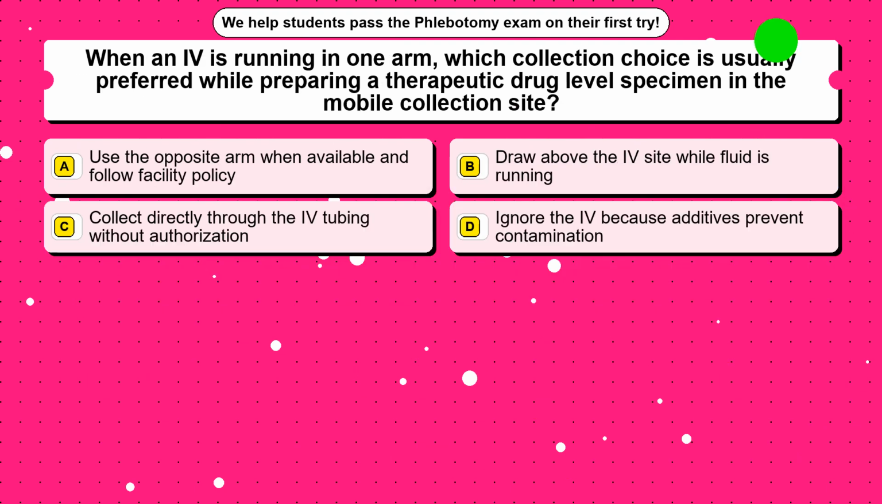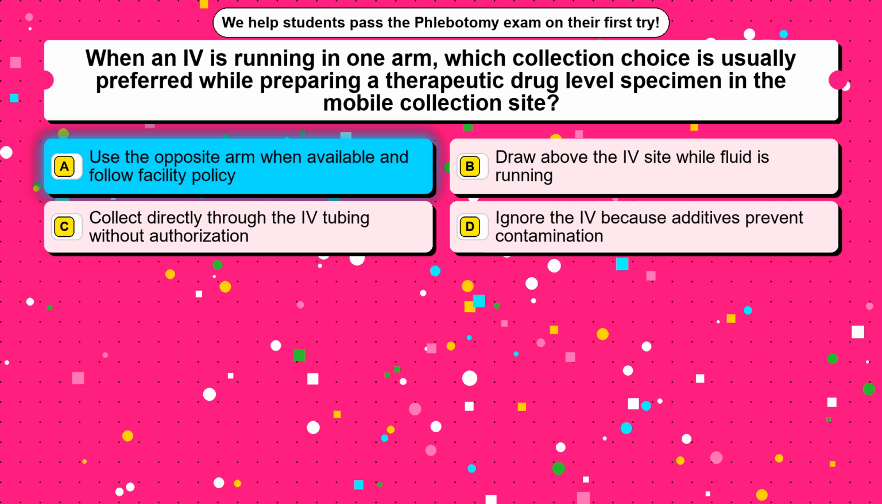Question 12. When an IV is running in one arm, which collection choice is usually preferred while preparing a therapeutic drug level specimen in the mobile collection site? Option A. Use the opposite arm when available and follow facility policy. Option B. Draw above the IV site while fluid is running. Option C. Collect directly through the IV tubing without authorization. Option D. Ignore the IV because additives prevent contamination.